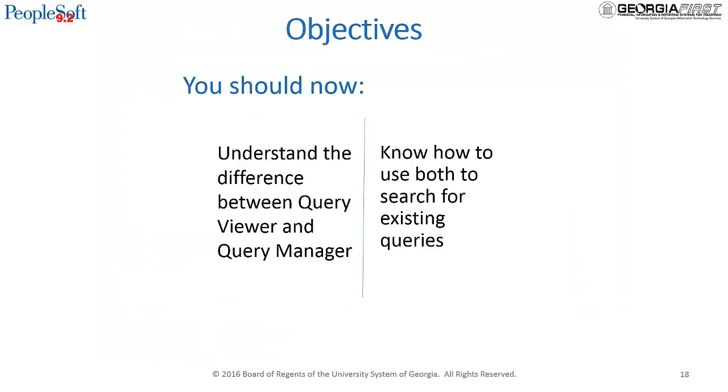You should now understand the difference between Query Viewer and Query Manager and know how to use both tools to search for existing queries. You should also be able to narrow your search to a reasonable list. But what if you still can't find the query you need? In the next course, you'll learn how to use the Georgia First website to find existing queries.